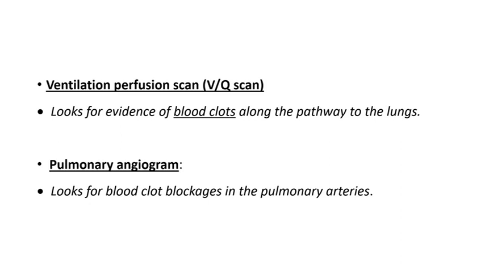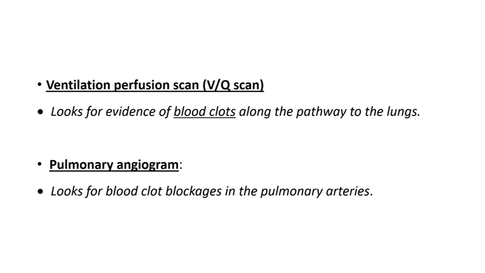Investigations also include ventilation perfusion scan. It's called VQ scan. I think we have studied that in pulmonary embolism. This test looks for evidence of blood clots along the pathway to the lungs. So if there is a high probability VQ scan, this means that the patient has perfusion defects, which means that the cause of pulmonary hypertension could be thromboembolic pulmonary hypertension.